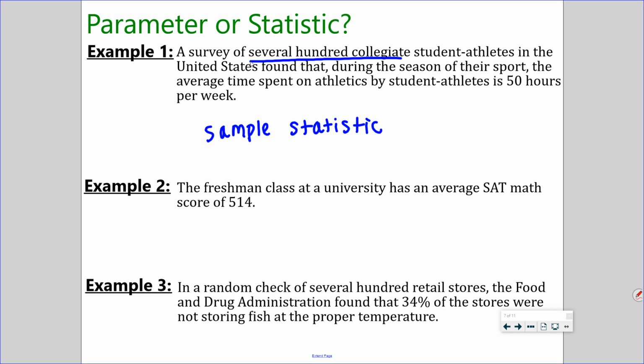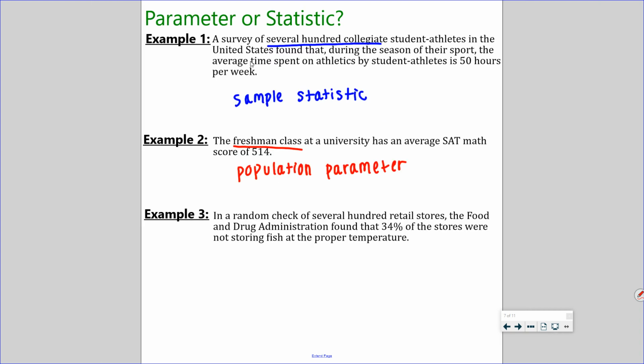Okay, next one. The freshman class at a university has an average SAT math score of 514. Okay, did we measure the SAT math score of the entire freshman class or just a sample? Entire, that's a parameter. I'm going to put population parameter, but yeah, you can just do parameter. I thought this would save us time too. You don't have to write out all these problems.